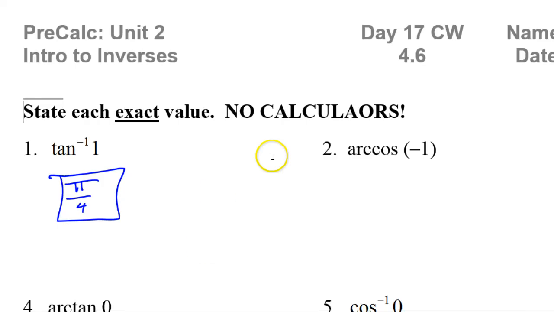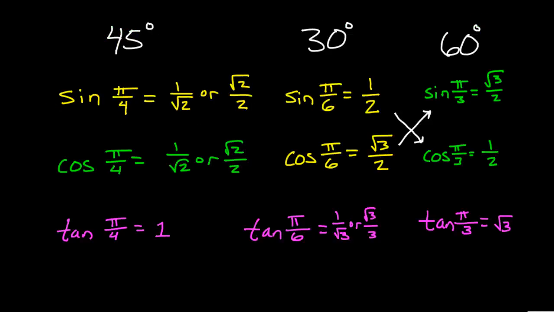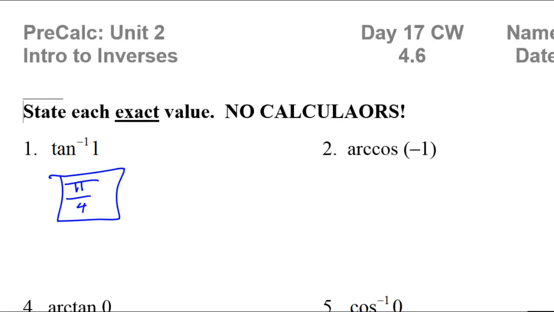Looking at number 2, arc cosine. Arc cosine is an angle. It's the angle whose cosine is equal to -1. So what angle has a cosine of -1? Well, this is not one of the ones on the chart. There's no -1 here for cosine. So it must be a quadrantal angle. So let's consider the unit circle for a moment.